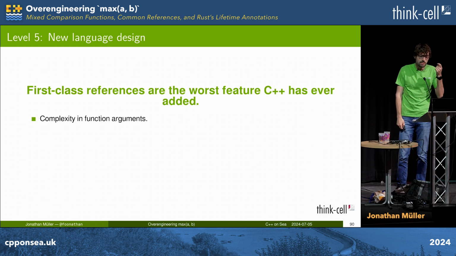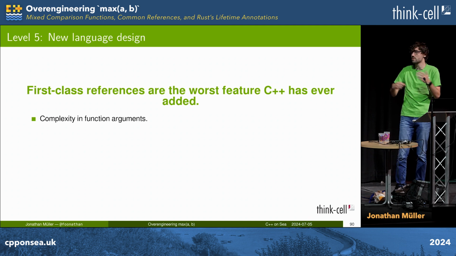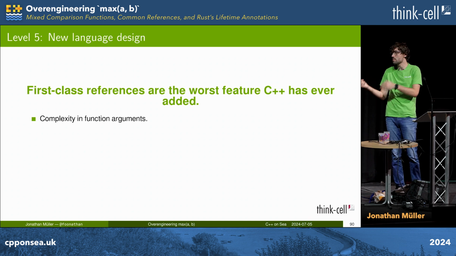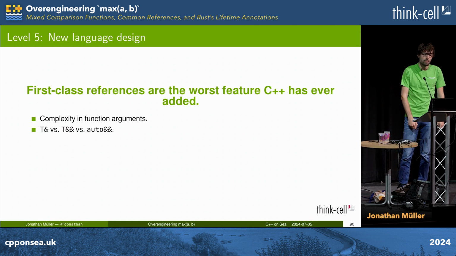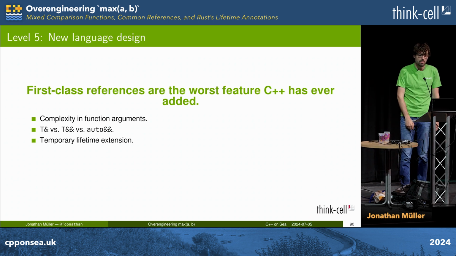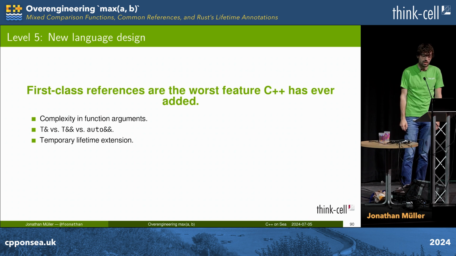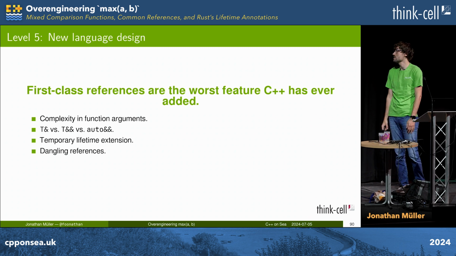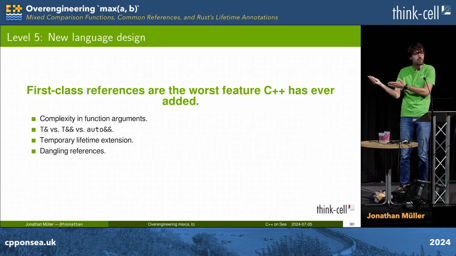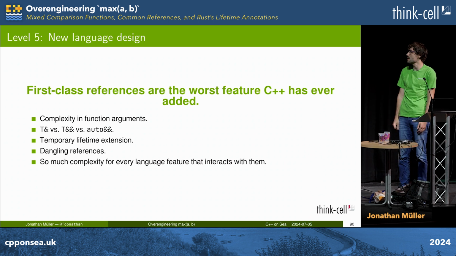It's a complexity in function arguments. Every time you have a function, you have to think about, do I pass by reference, do I pass by value, do I pass by rvalue reference, do I pass by forwarding reference? The entire thing: reference, lvalue reference, forwarding reference. Temporary lifetime extension is a whole mess in itself that could be entirely avoided. We've got dangling references. If you don't have references, you don't have dangling references. So that's solved. And there's so much complexity in every language feature.